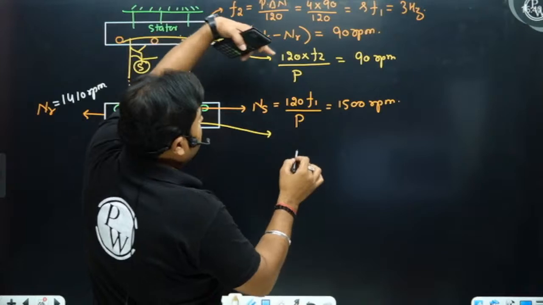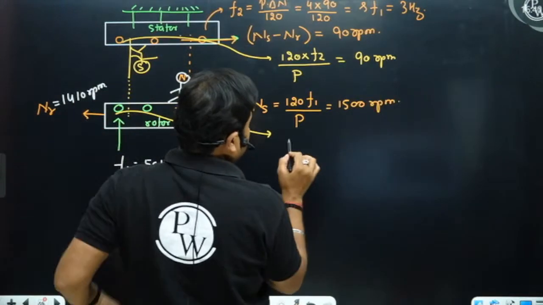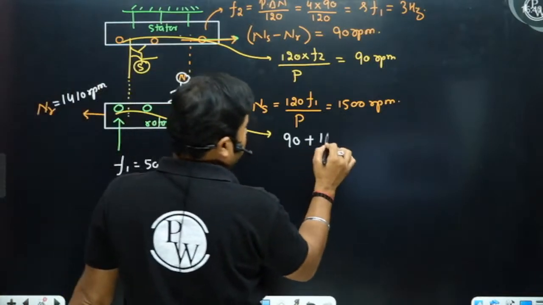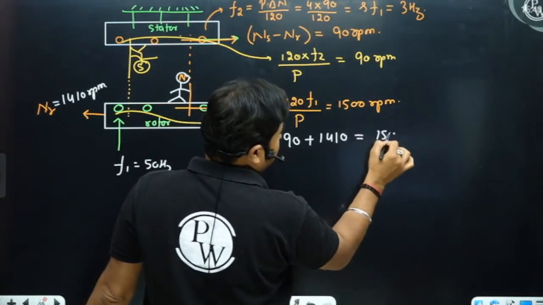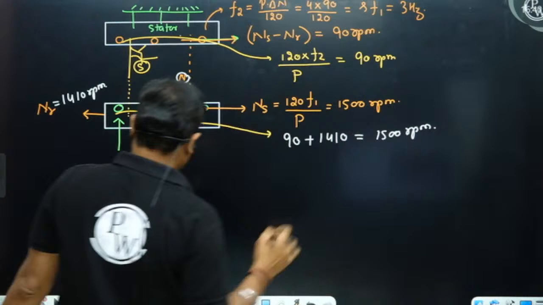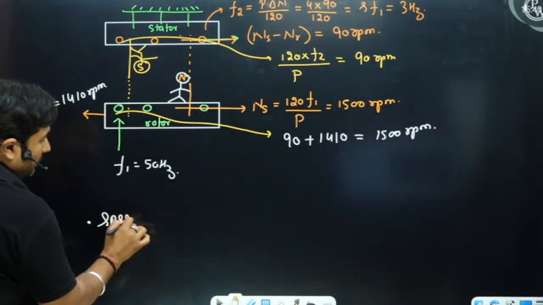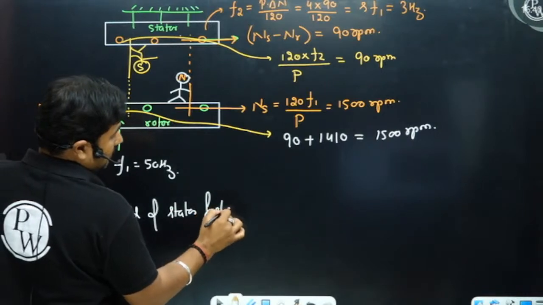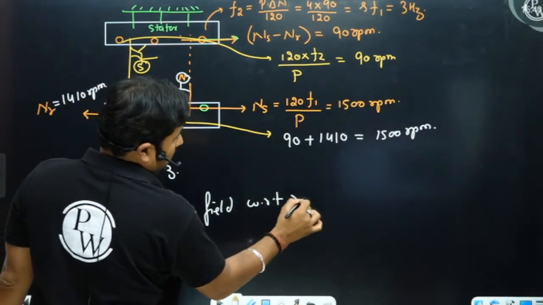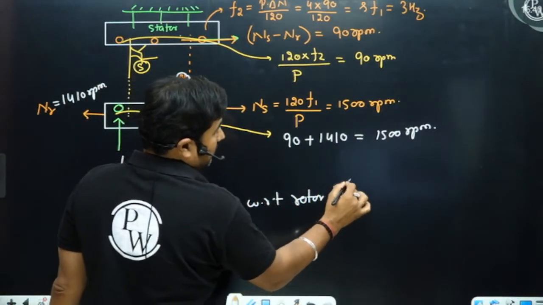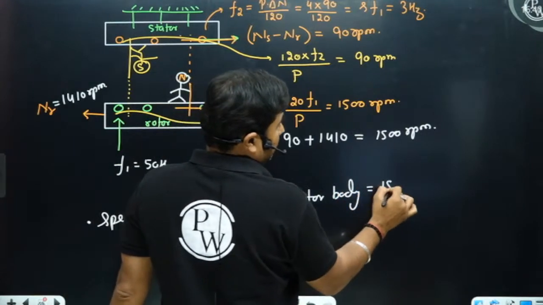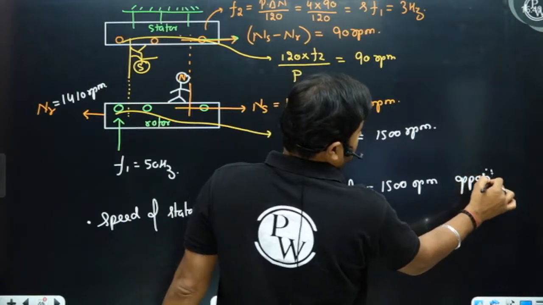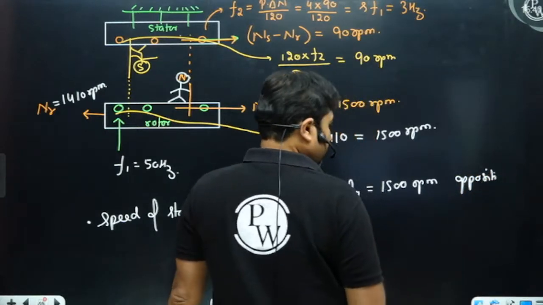the stator field onto the stator body is at a speed of 90. Yes, sir. And the rotor is moving in the opposite direction at a speed of 1410. So this will be 1500 rpm. So the speed of the stator field with respect to the rotor body or winding will be equal to 1500 rpm, opposite to the direction of the rotor.